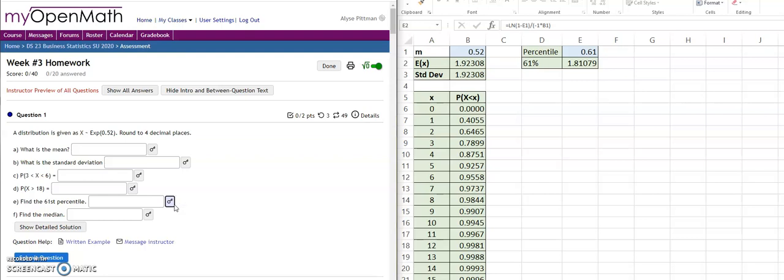Now for finding the median, it's important to remember that the median is the 50% mark. So basically 50% of the data is above the median and 50% is below the median. So the percentile for the median would be 0.5. If we change this to 0.5, we get the value of 1.3330 when you round to 4 decimal places. And there we have that right here.